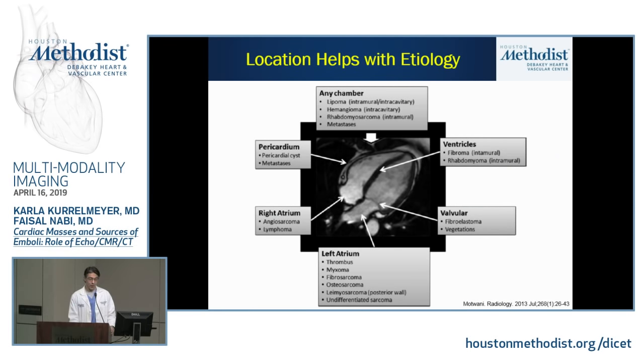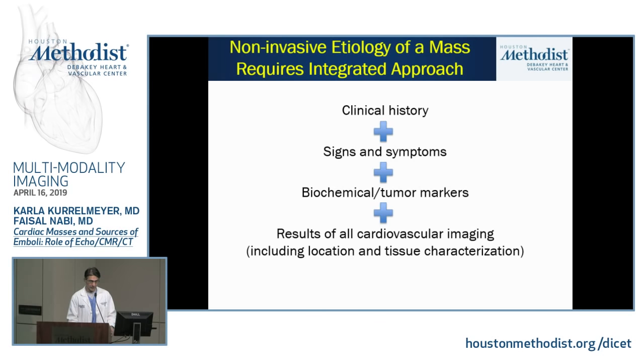Location of where the abnormality is can be very helpful in creating a differential as well. If things are in the ventricles, they're commonly fibromas or rhabdomyomas. If they involve the valves, they're fibroelastomas or vegetations. If they're in the atria, you should think about myxomas, thrombus, and of course the sarcomas. If they involve the pericardium, think about metastasis or cysts. So based on where structures are, this helps you create a differential of what it is.